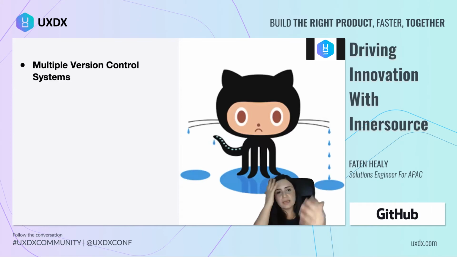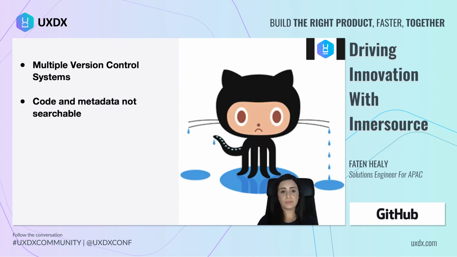So here is a list of the common pain points that we've seen when it comes to Innersource. This is not the whole list, but obviously some of the pain points. The first one is multiple version control systems. Different systems in place, and they don't even integrate. They don't talk to each other. And this is one of the first blockers against collaboration. The tools that you are using inside your organization.